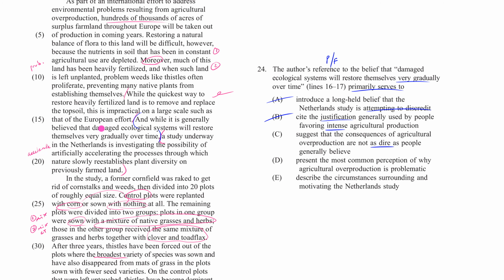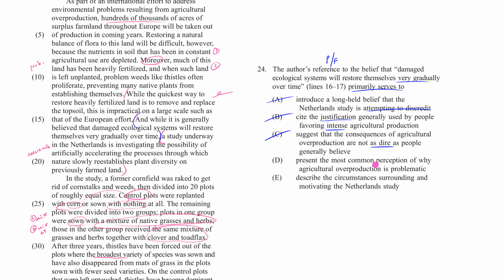See, look, damaged ecological systems will restore themselves very gradually over time. So just chill. Is that really what our author's trying to tell us? Just relax? No, absolutely not. The author is telling us this to tell us why the Netherlands people are conducting their study, because they're like, it's too slow. We want to accelerate the whole thing. So that's why C is not right.